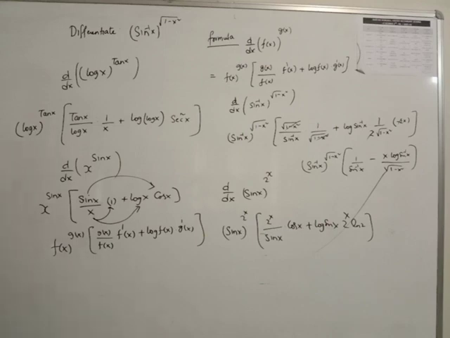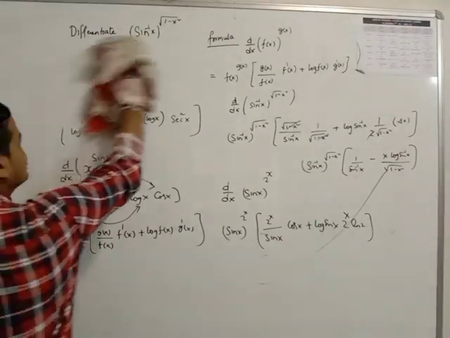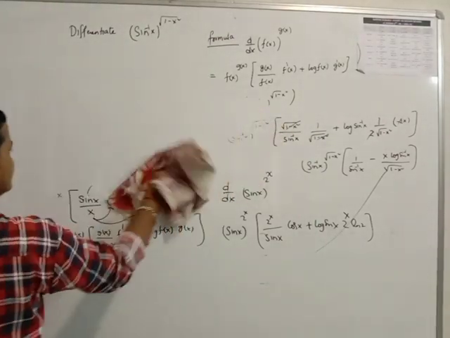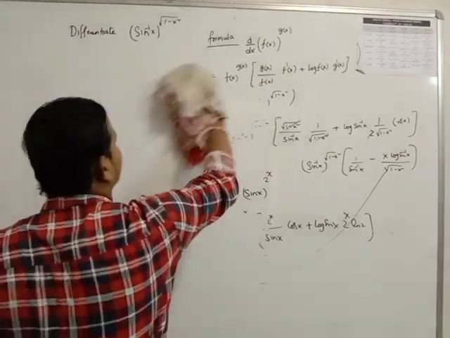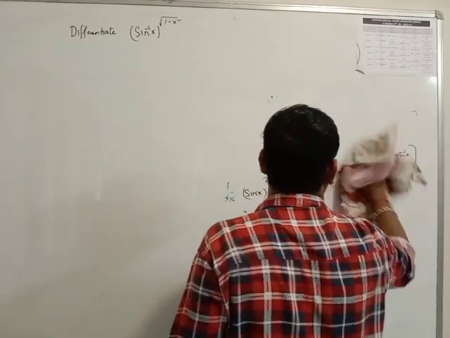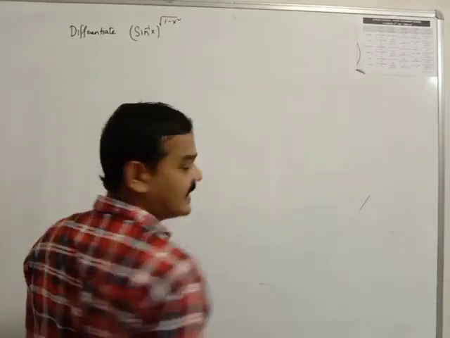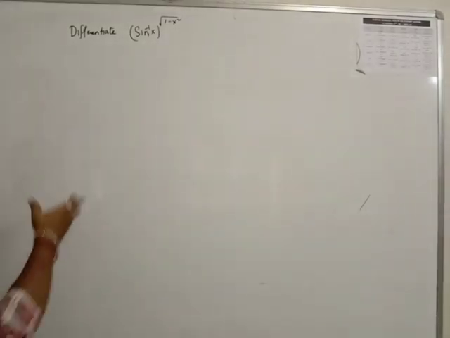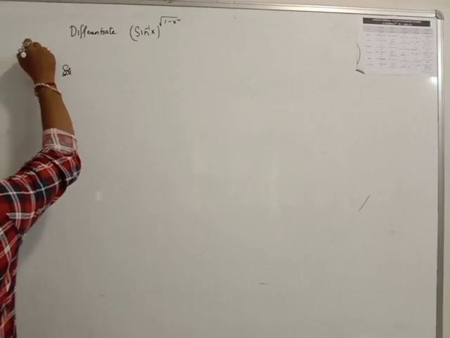This is the first method. There is another method also. Without applying the log, we can simplify this one. But then you need to write down the formula, a to the power of sin theta. See, this is the question. Write down the solution. The second method is another method that is also there.